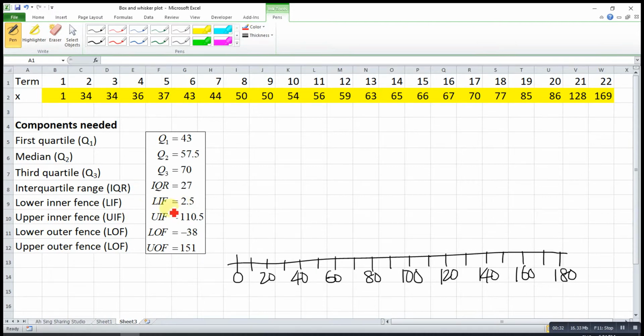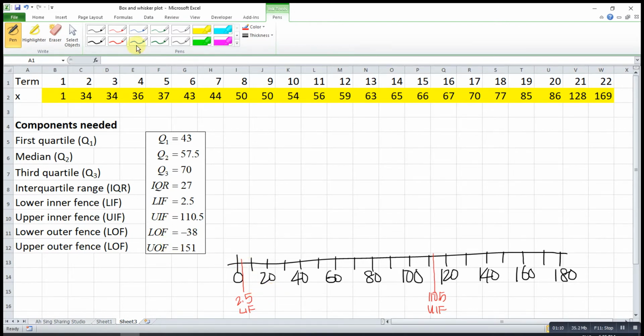For the inner fences, the lower inner fence is 2.5. By using the scale 0, 10, 20, 2.5 should be somewhere around here. This is my lower inner fence. Then for my upper inner fence, 100 is here, so 110.5 should be somewhere around here. Upper inner fence. Why do we need the lower and upper inner fence? It's actually to help us determine our whisker.